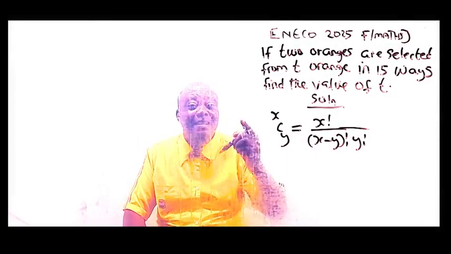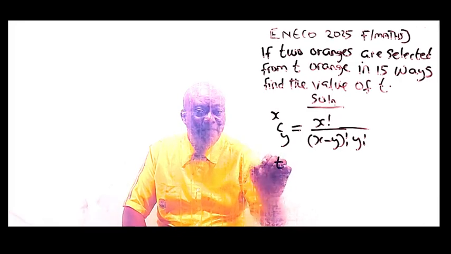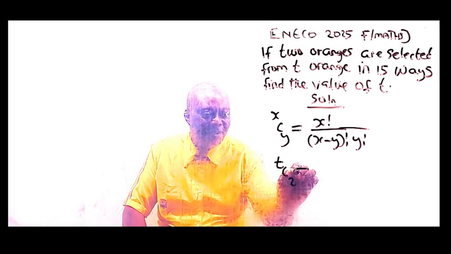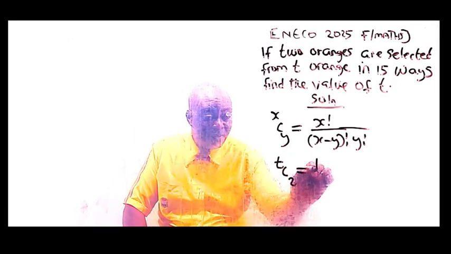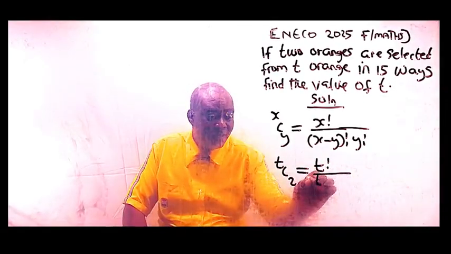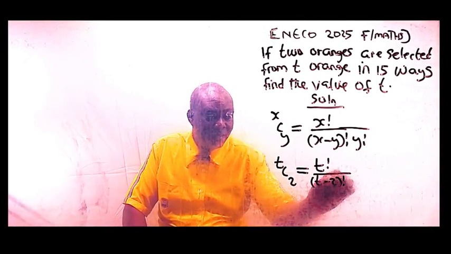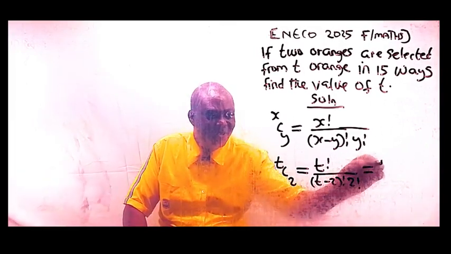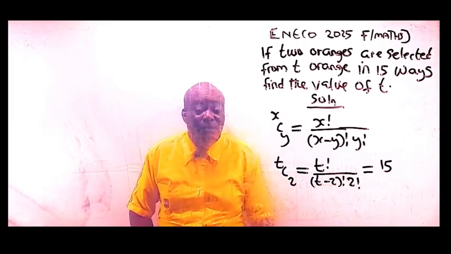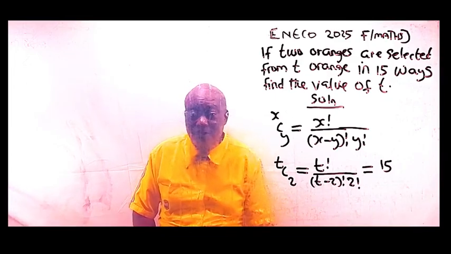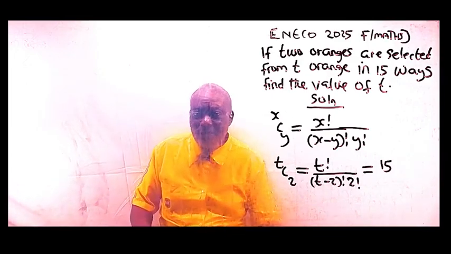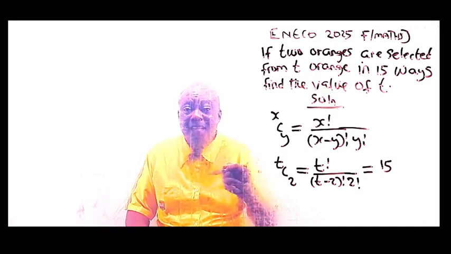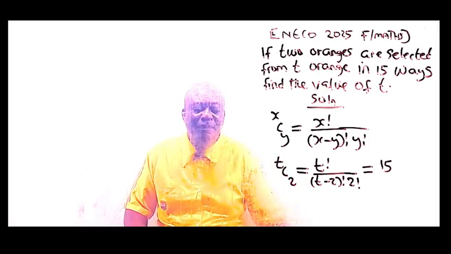But in this case, we are dealing with T. That means T combination 2. Of course, according to the question, this will become T factorial over (T minus 2) factorial multiplied by 2 factorial. And according to the question, it equals 15 ways. So you know factorial. 2 factorial is 2 times 1. You just multiply by the next number. If you have 3, it's 3 times 2 times 1. 10 factorial is 10 times 9 times 8 times up to 1.